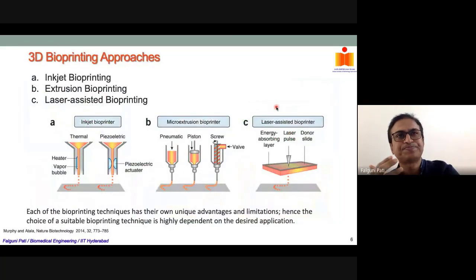Now depending upon the mechanism or the operation, 3D bioprinting can be categorized into 3 different classes: inkjet bioprinting, extrusion bioprinting, and laser assisted bioprinting.